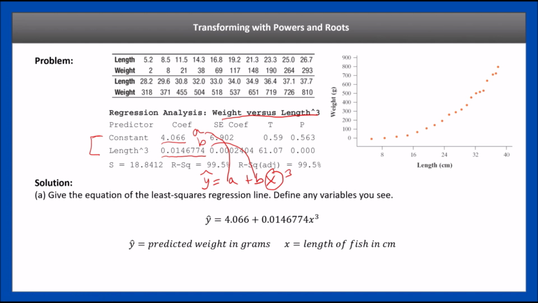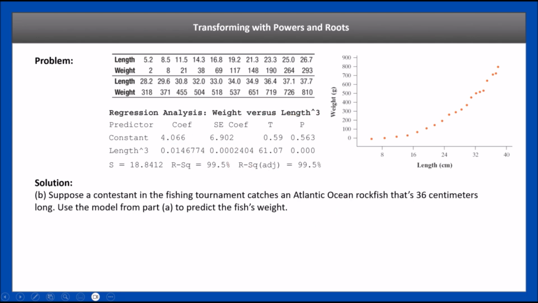Now keep in mind that this is a cubic model, but it becomes a least squares regression line when you essentially replace this with your traditional x. So y hat equals 4.06 plus 0.01467774 times this, which is sort of my new x, and then that becomes a straight line where we just realize that this x is actually cubed. So just so that you're aware, that's what we mean by that.